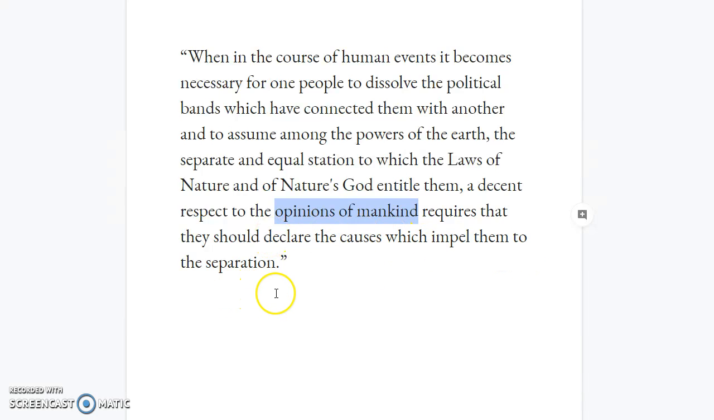So if you simplify this, and you might go through this, obviously in class, it might take you a day, it might take you a month, who cares, to really understand this. But what it means is this. When one group needs to separate from another group, out of respect for people in general, they should explain why. And now that we understand what this is saying, look at the amazing thing that happens. It's not just about Thomas Jefferson or anything like that. Now it's a general principle you could apply to anything.